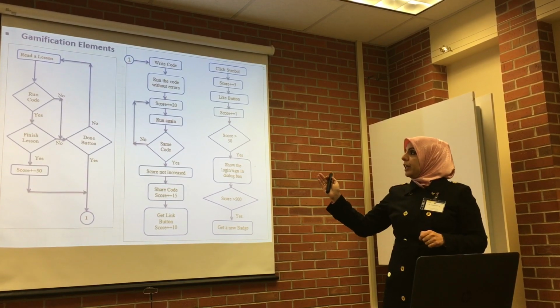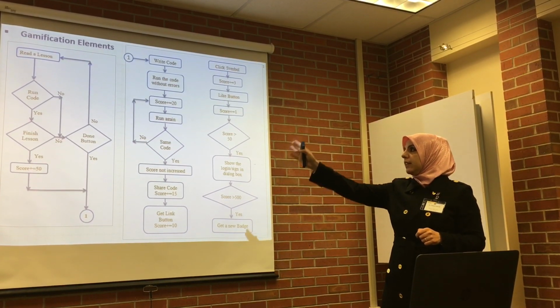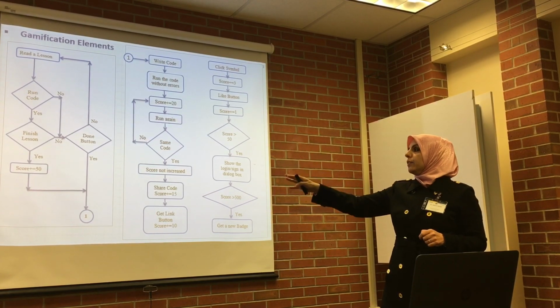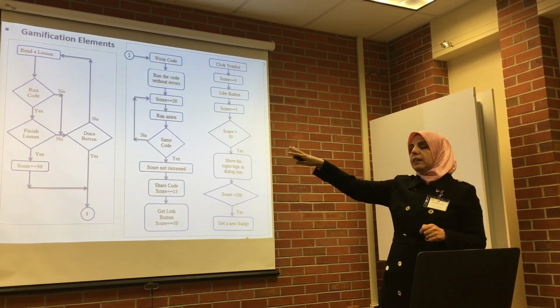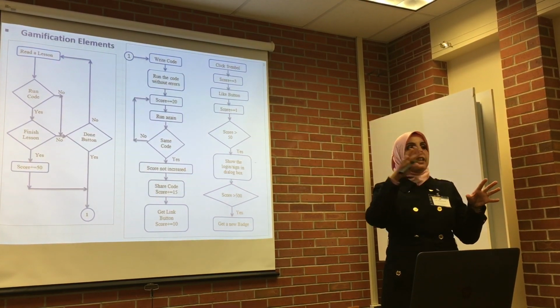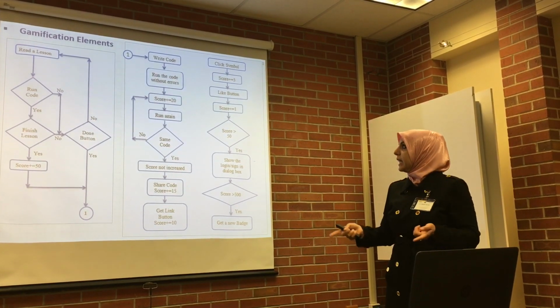So for the gamification elements, as shown in this flowchart, if a student reads the lesson, runs some code, and finishes the lesson, then his score will increase by 50. If he did not run any code while reading the lessons and just clicked next, then his score will not increase.